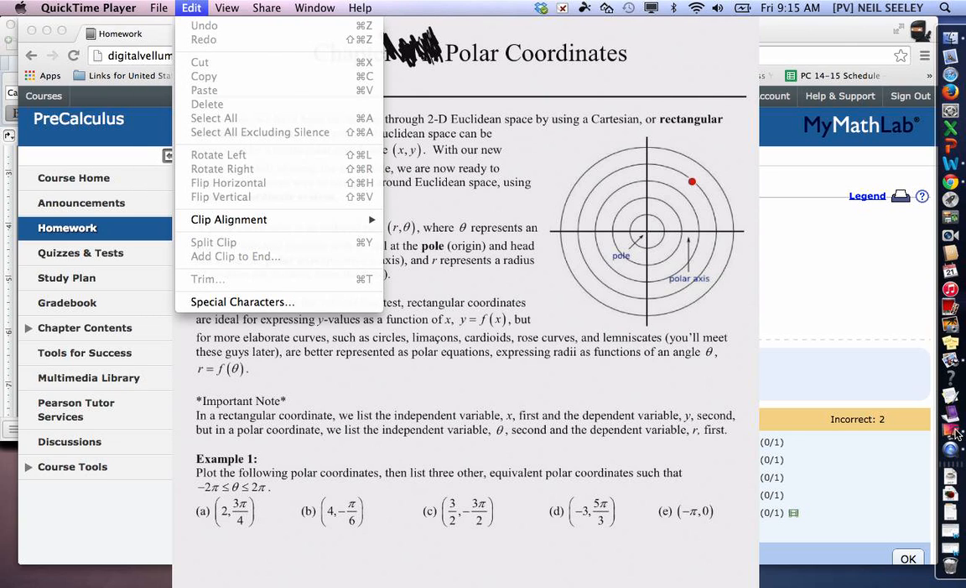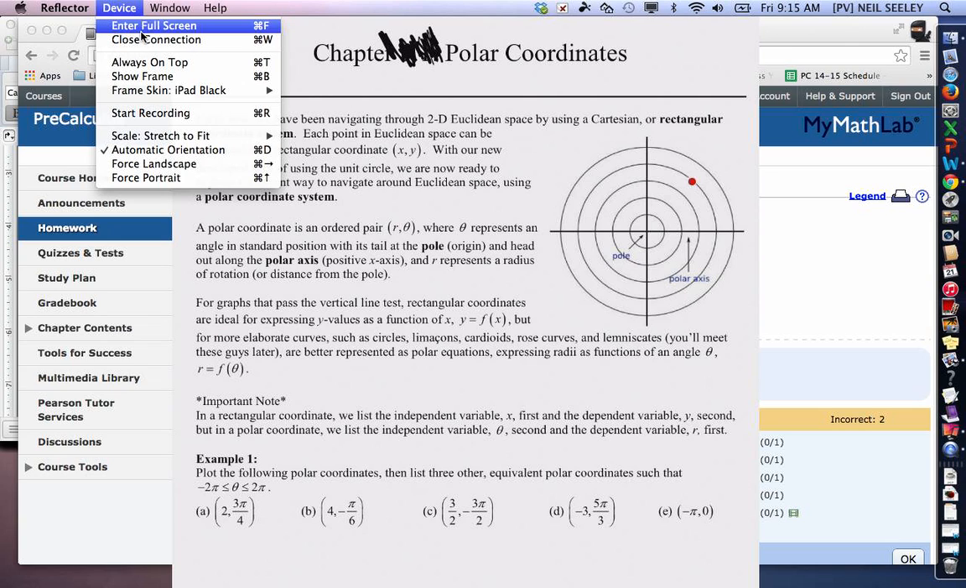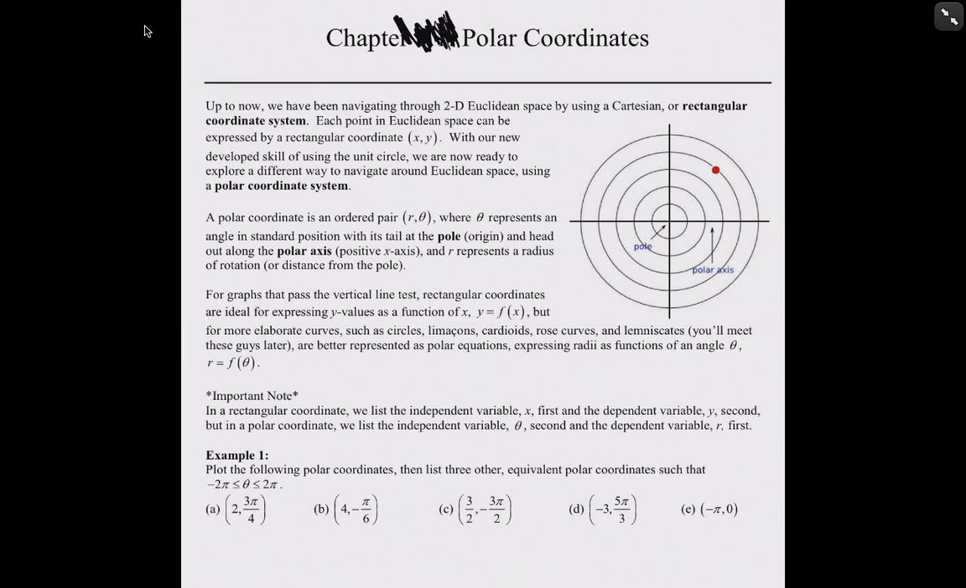I'm going to try and make this full size for you guys. Let's go enter full screen so you don't have to see all the other stuff. And we're good to go. This has more information. I'm going to load this file up for you guys to look at too.